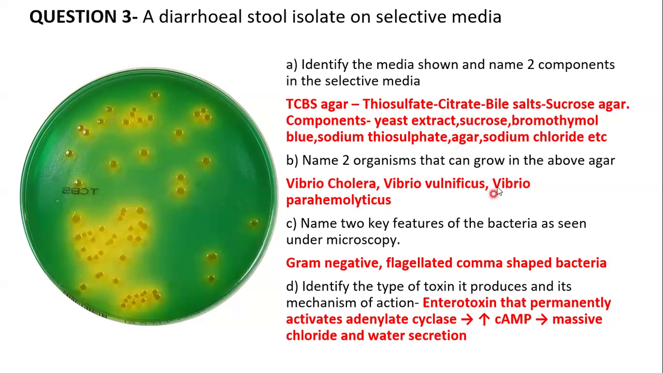Then two key features. You've been asked key features of Vibrio species under microscopy. We have gram-negative, then flagellated comma-shaped bacteria. Identify the type of toxin. So this is very important. It's an enterotoxin, permanently activates adenylyl cyclase, leading to increased cyclic AMP levels, leading to massive chloride and water secretion, leading to rice water diarrhea. This is the mechanism of that toxin. Okay. This is very, very direct.